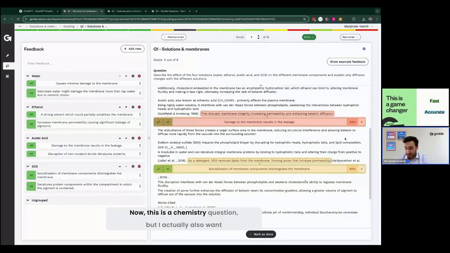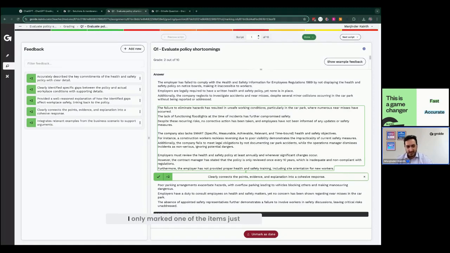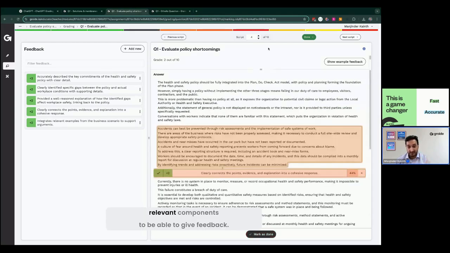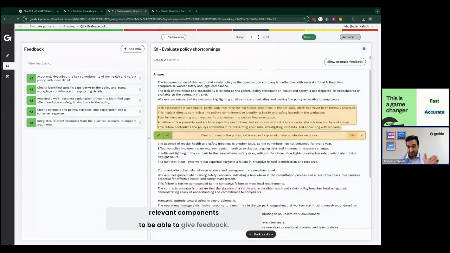Now, this is a chemistry question, but I actually also want to show a health and safety question. I've got a lot of vocational people in the audience today. So what I did is I didn't fully mark this. I only marked one of the items just to show you how this was learning. And by the 4th, it can start picking up the relevant components to be able to give feedback.